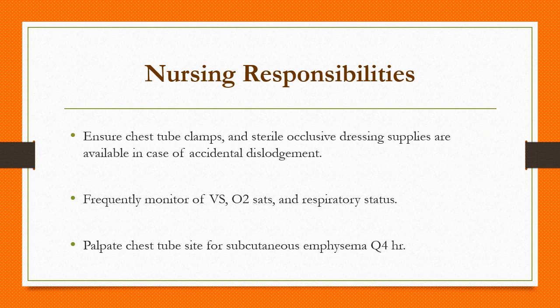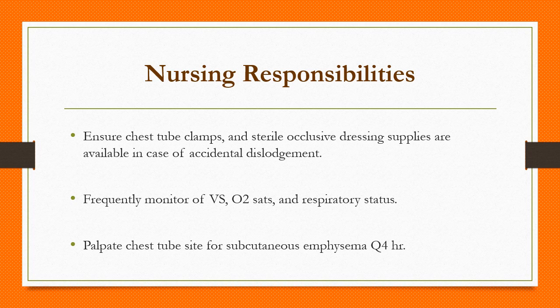For patient safety, ensure chest tube clamps and sterile occlusive dressing supplies are readily available at all times. Taping these supplies to the wall above the head of the bed allows for easy access in case of medical emergency. Frequently monitor your patient's vital signs, oxygen saturation, and respiratory status. Auscultation and documentation of lung sounds is required every shift, but is recommended every 4 hours or more for patients with a chest tube.